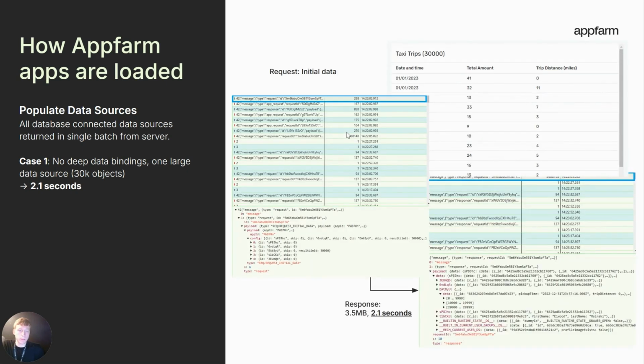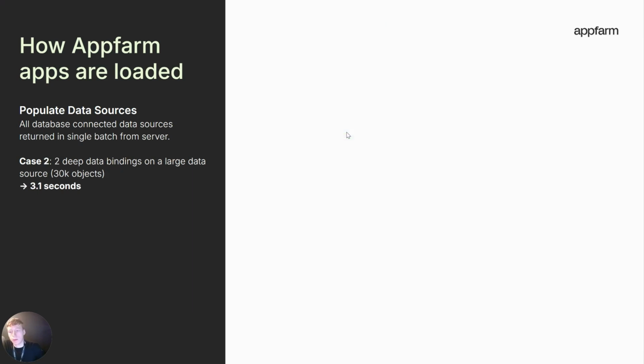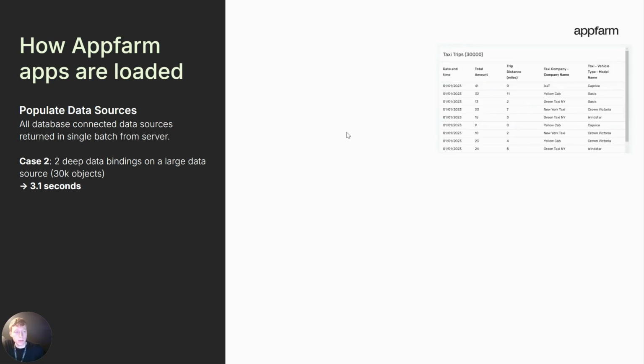So in this case, we have a request which is just one data source which has 30,000 objects in it. There's no data bindings, there's no filter dependencies, there's nothing, it's just one data source. And we can see from the logs here, 30,000 objects takes 2.1 seconds to load. In a second case, we have the same large data source, 30,000 objects, but it's got two deep data bindings in it. You can see you collect company name from taxi company, and you collect the model name from the vehicle type from the taxi, which is connected to the taxi trips data source.